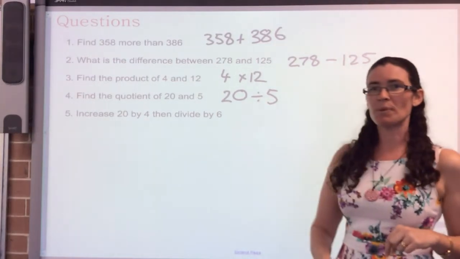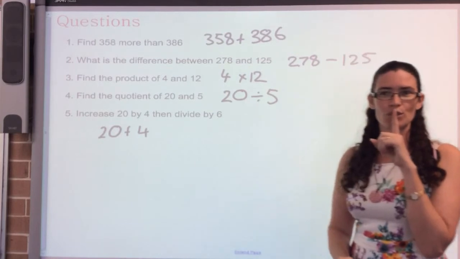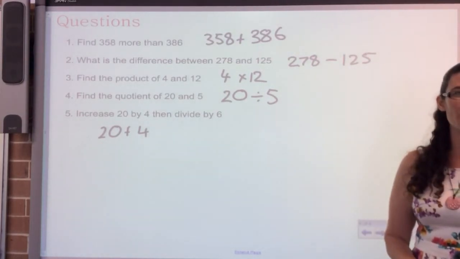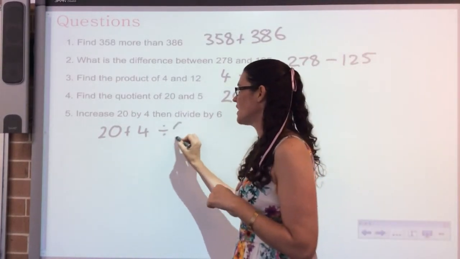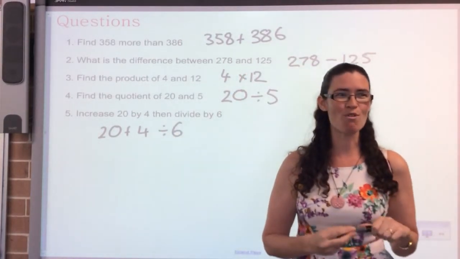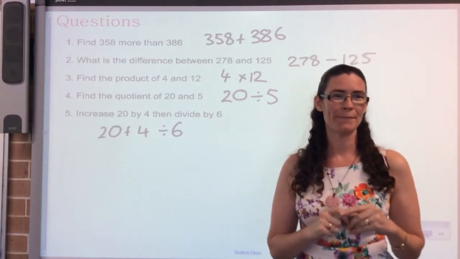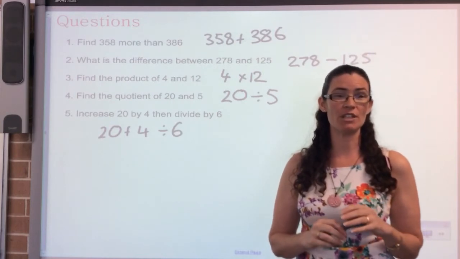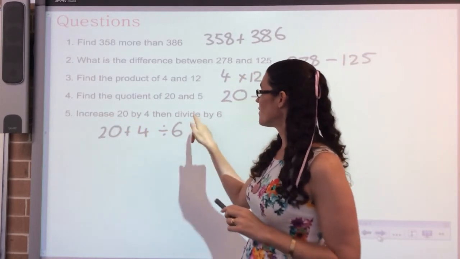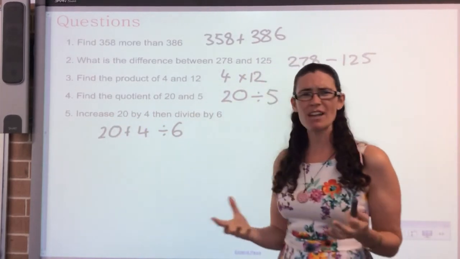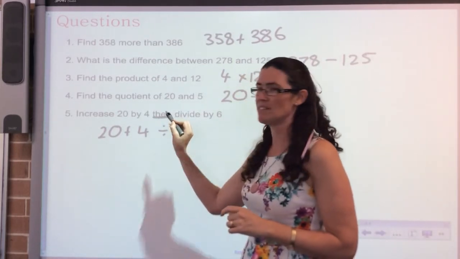Alright, so I know increase is plus, so it's going to be 20 plus 4. This is a really tricky question because it says then divide by 6. Now if I write divide by 6, that's actually wrong. Why? It's a super tricky question. This is a really hard question. I need you to listen carefully. So I've put increase as a plus. I've done divide as a divide. I put the numbers in, but it's actually still wrong because of this word that says then.